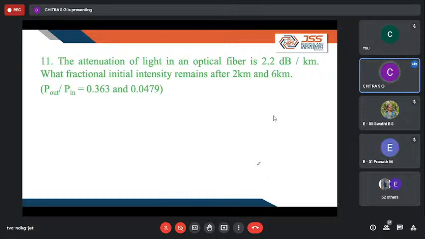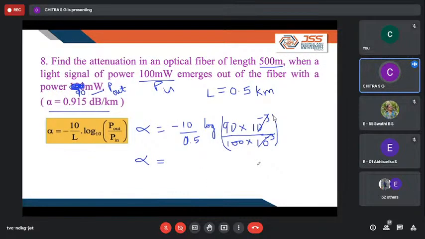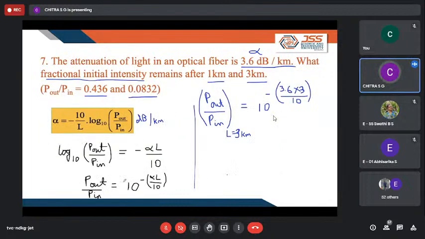What fractional initial intensity remains after 2 kilometer and 6 kilometer? So, as in the previous one we have done, using this equation you have to calculate P out by P in for two different lengths.